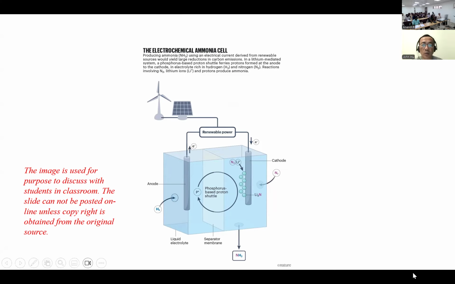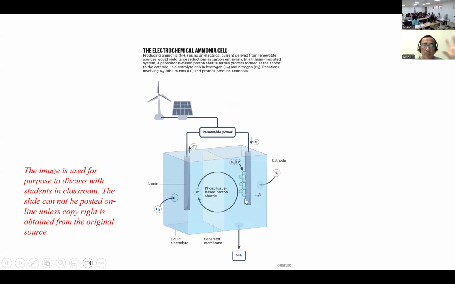But there's a group that developed this cell using different material, a lithium-mediated system. It's really a battery, basically, and they produce the ammonia. So the key is the lithium. If you're familiar with inorganic chemistry, same as with the perovskite, lithium can activate the nitrogen. You see the nitrogen coming in and reacting with the lithium, and then they form the ammonia, but the whole system is driven by renewable power.